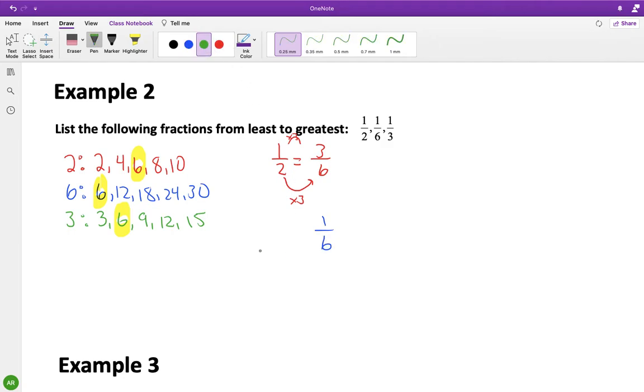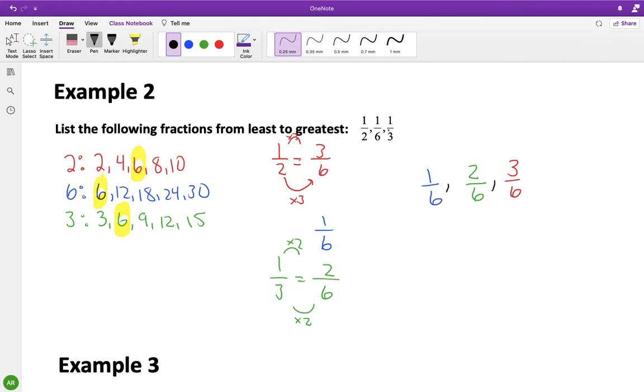Let's do that with 1/3. So 1/3 over 6. Let's multiply that by 2. So I'm going to multiply the top by 2 as well. I have 2/6. So it appears that 1/2 is 3/6, right? Then it appears that 1/3 is 2/6, and 1/6 is obviously 1/6. There's no mystery there. So if I put them in order based on the converted fraction, we have 1/6, 2/6, and then 3/6. Now, we're not quite done because we know that we can reduce 2/6 and 3/6.